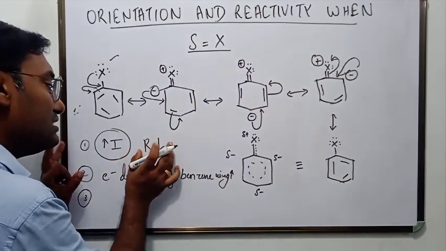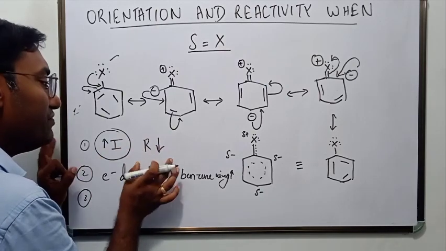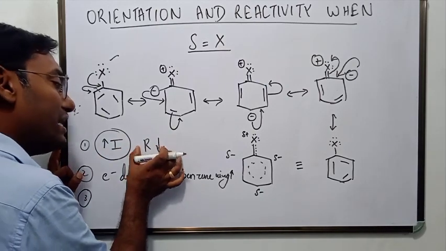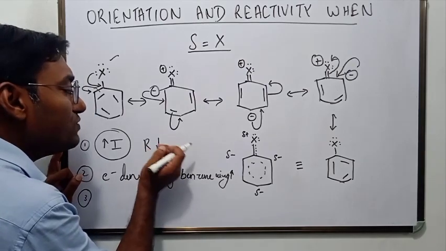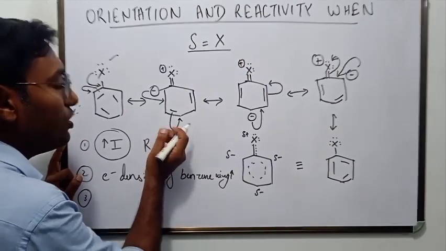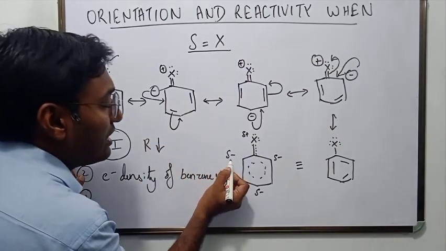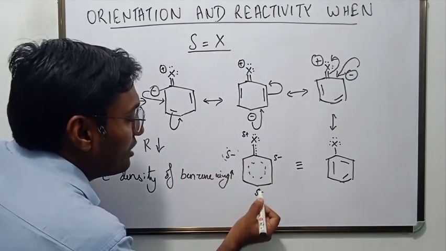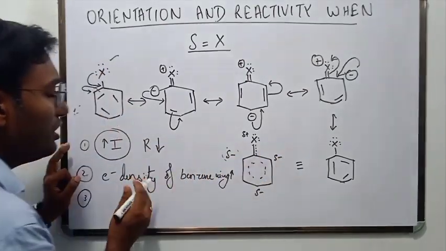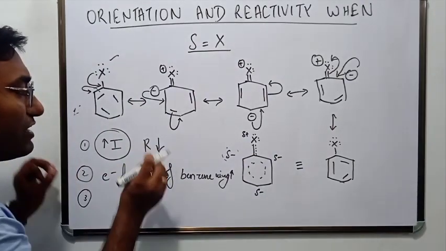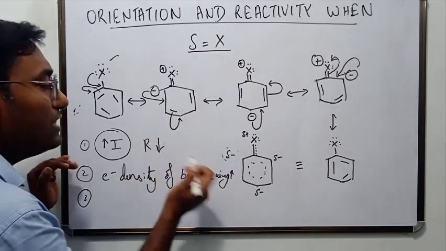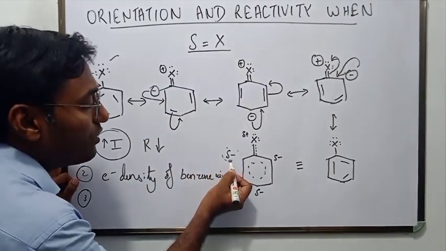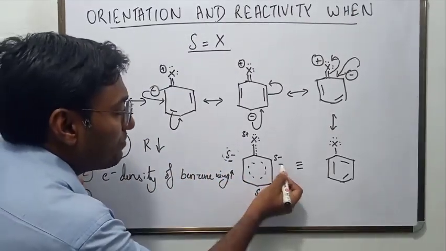I agree, it is weaker as compared to inductive effect, but resonating effect is still there. It acts downwards, right? So because of this resonating effect in play, there is electron density at ortho and para position. I agree, resonating effect is weak, but whatever resonating effect is there and is in play, that is responsible for the electron density at ortho and para position.